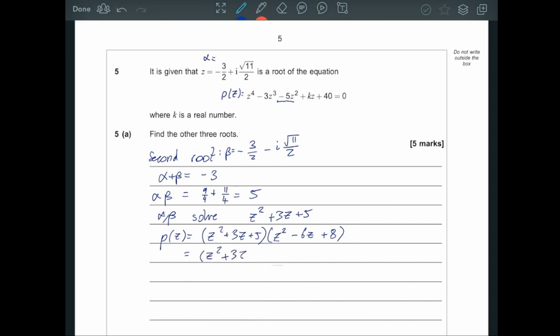And because I'm trying to solve this, I now want to try and factorize this back quadratic, which does factorize quite nicely. So my other roots, let's answer the question as clearly as possible. My other roots are minus 3/2 minus i root 11/2, and the two real solutions from the other two brackets, 4 and 2.